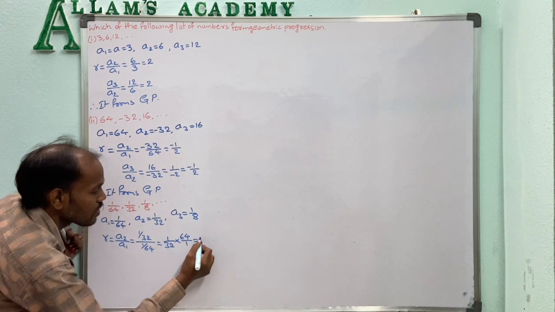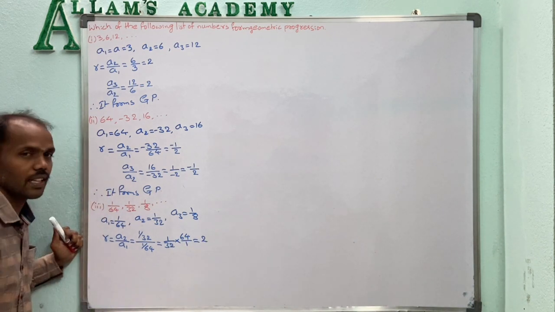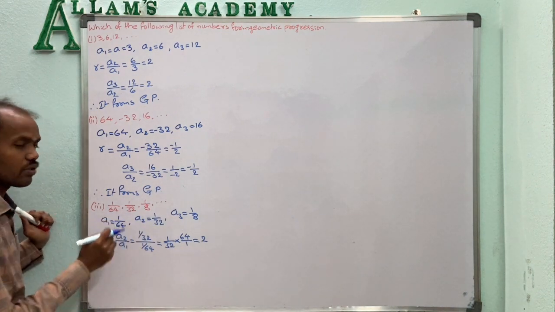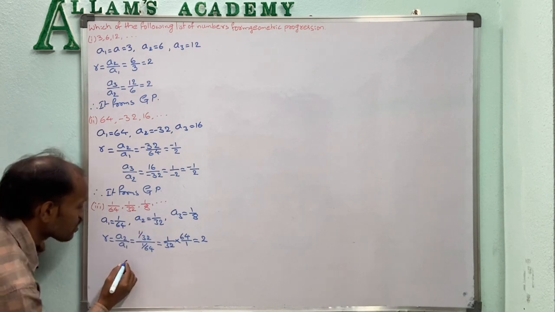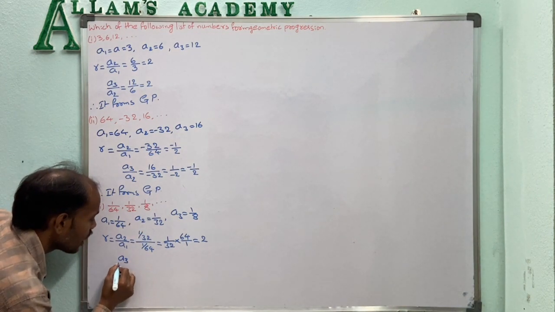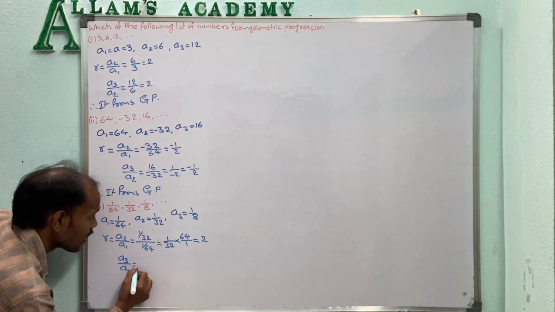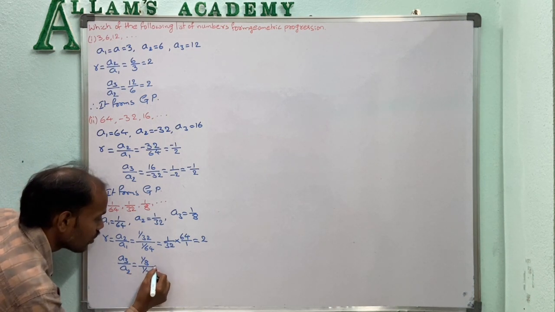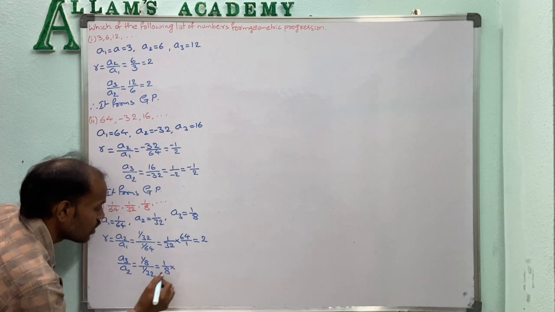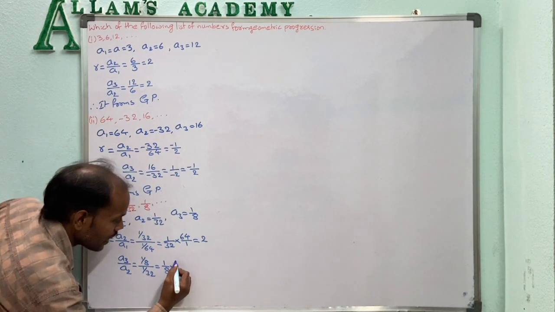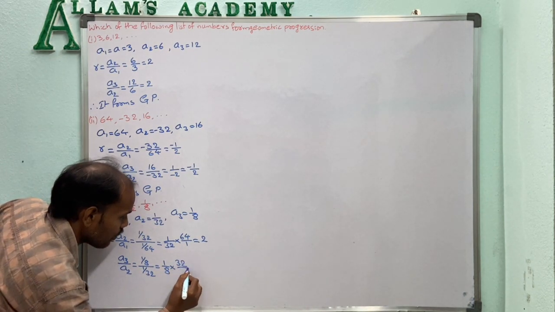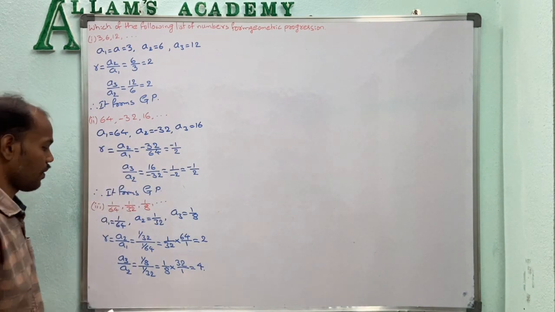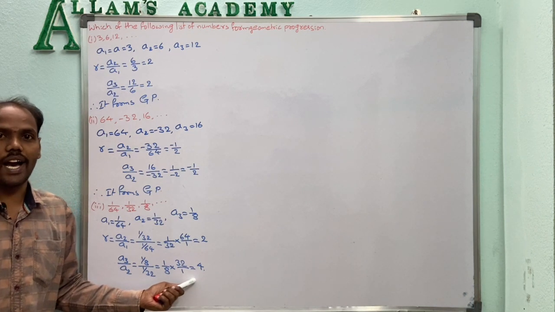So 32 ones are 32, 32 twos are 64. So that is nothing but the common ratio 2 for the first two terms. Now for the second two terms we observe a3 by a2, that is 1 by 8 divided by 1 by 32, which equals 1 by 8 into its reciprocal, that is 32 by 1. So 8 ones are 8, 8 fours are 32. So here we get the common ratio as 4.